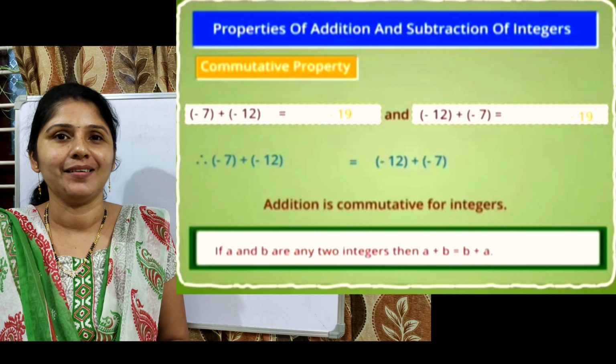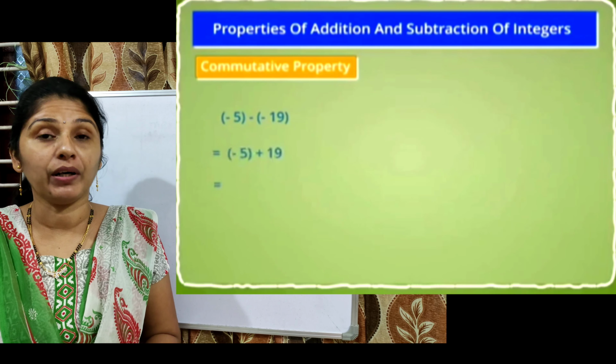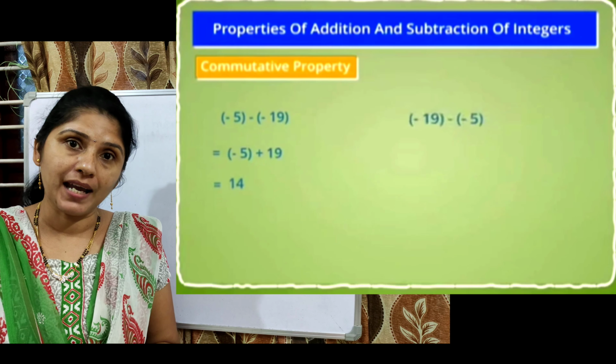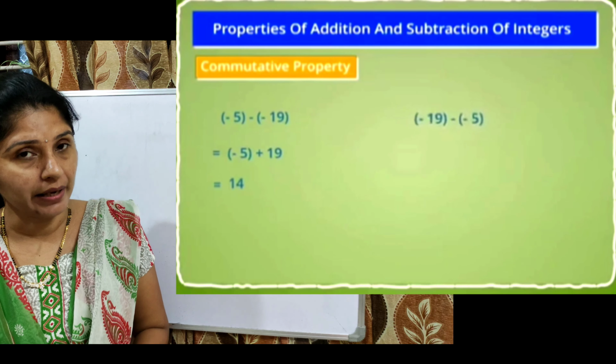Is subtraction commutative for integers? Let's check. Minus 5 minus minus 19 is equal to minus 5 plus 19, which is equal to 14. And minus 19 minus minus 5 is equal to minus 19 plus 5, which is equal to minus 14. Therefore, minus 5 minus minus 19 is not equal to minus 19 minus minus 5, because in both cases we will not get the same answer.